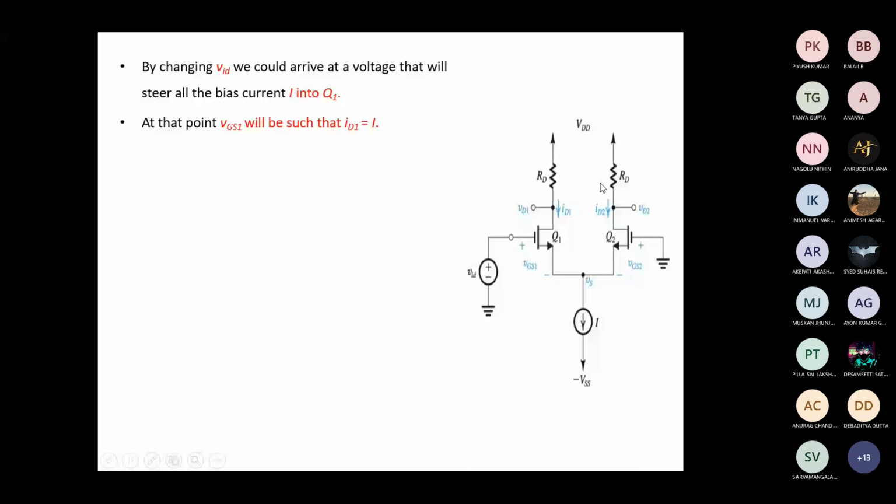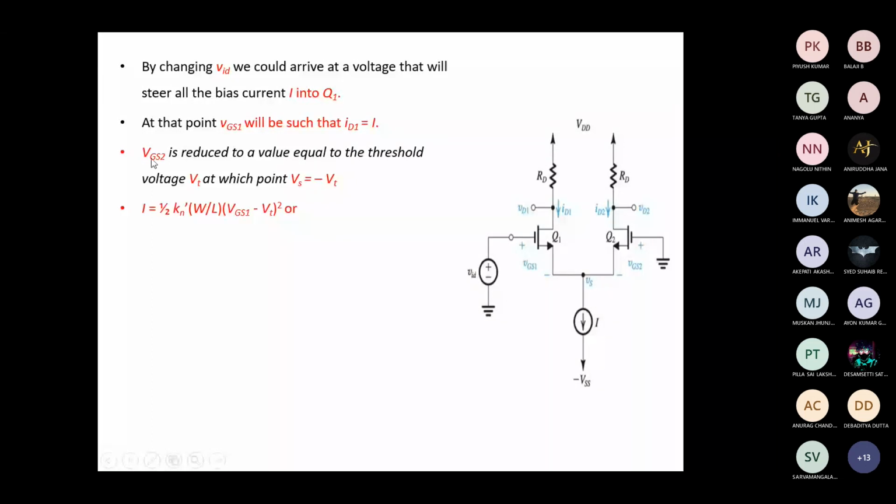So VGS2 is reduced to a value equal to the threshold voltage VT. At this point, when ID1 equals I, VGS2 is reduced to the threshold voltage, so the source voltage VS will be equal to minus VT. Now we are writing the drain current equation. Let us consider only the Q1 transistor; ID2 is 0. So we write the drain current equation as I, because the total current is flowing across ID1. So I equals half of Kn dash W by L times VGS1 minus VT, whole square, where we represent it in terms of VGS1 since we are taking only Q1.